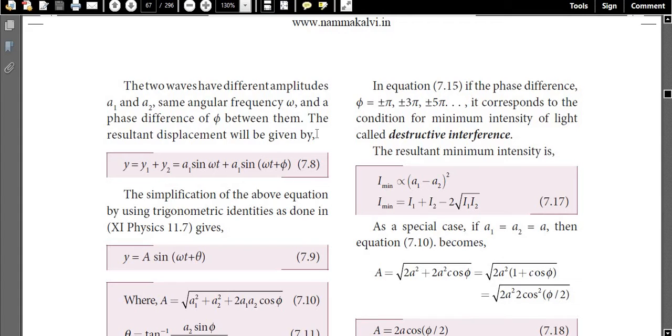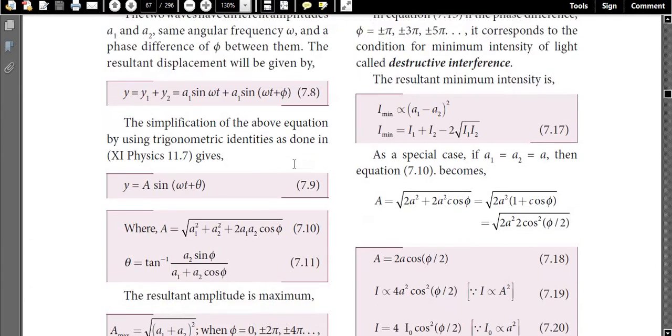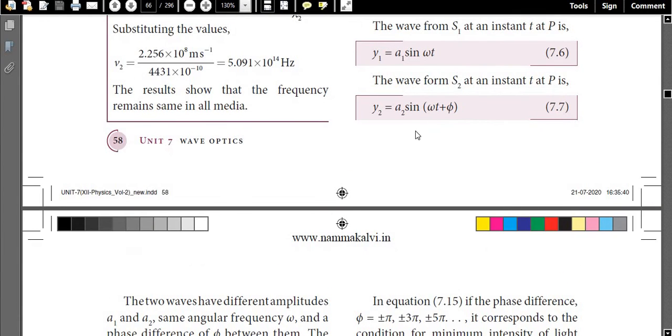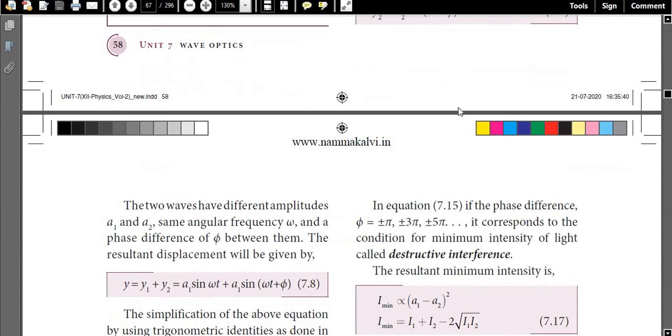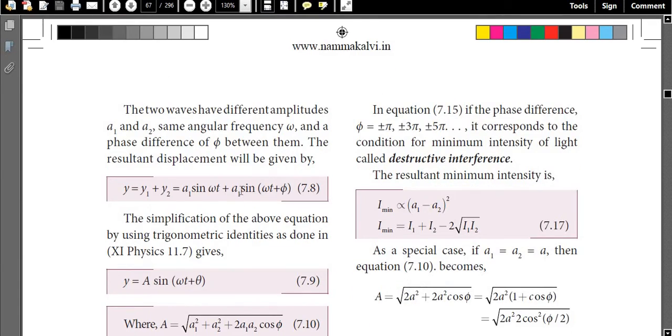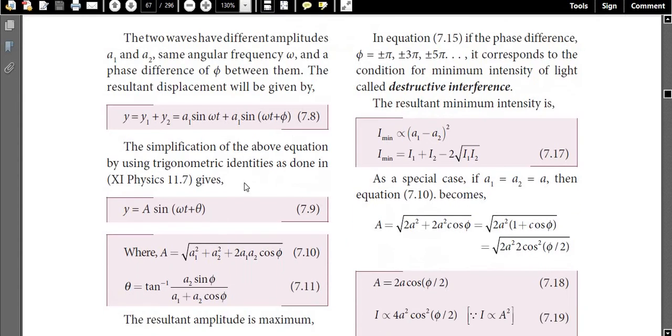will be given by y is equal to, resultant means total amount of displacement of two waves, y is equal to y1 plus y2. So sum of the two equations: a1 sin omega t plus a2 sin (omega t plus phi). Here there is a very small mistake in your textbook. It is not a1, this is a2. So y is equal to a1 sin omega t plus a2 sin (omega t plus phi).